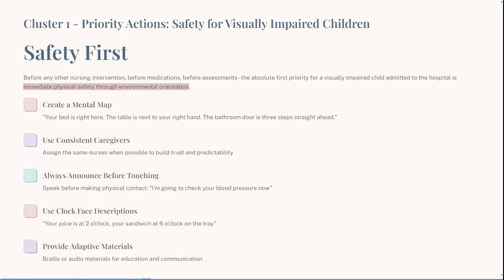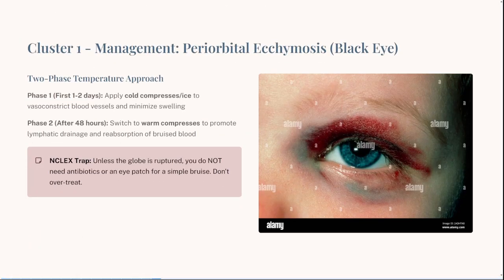Let's talk trauma. A kid comes in with a shiner, periorbital ecchymosis. What's the right way to manage that versus the trap? The right way is a 2-phase temperature approach. For the first 1 to 2 days, you use ice. Cold compresses. You want to vasoconstrict and minimize that swelling. And after that? After about 48 hours, you switch to warm compresses. The heat helps with lymphatic drainage and reabsorption of all that bruised blood.